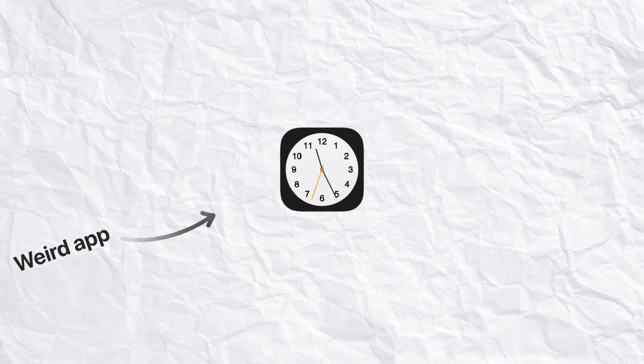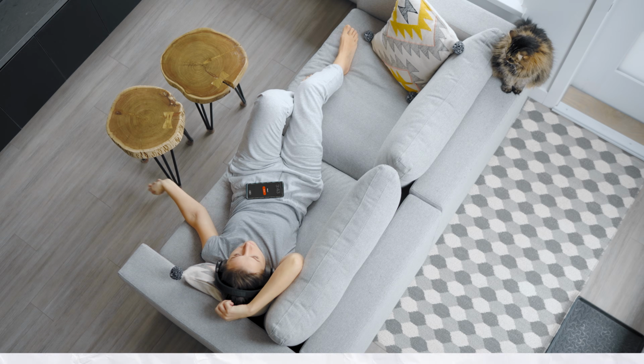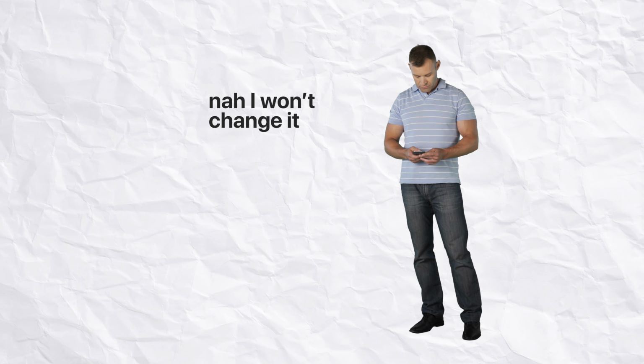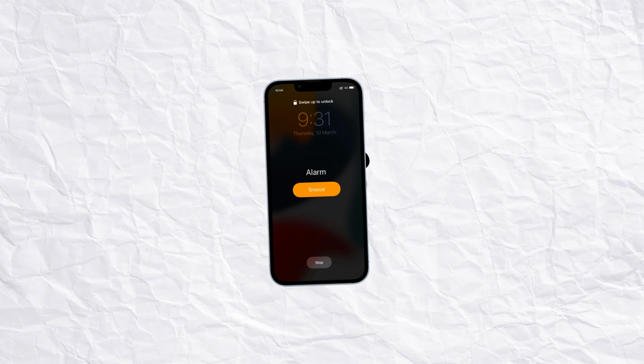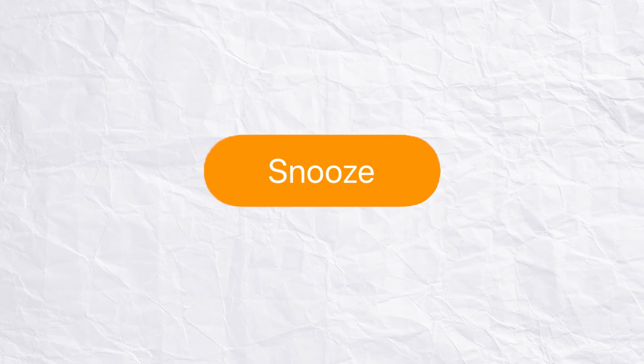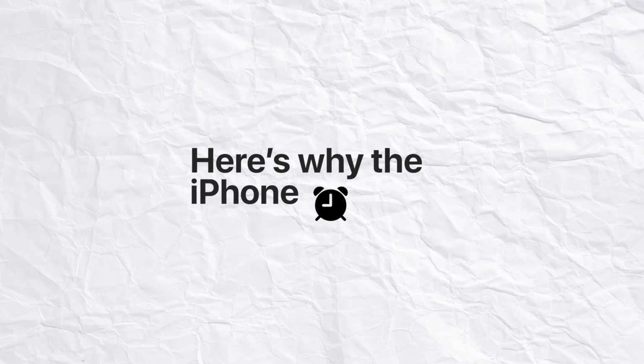iPhone's clock is a weird app, not just because almost everyone uses this sound and for whatever reason refuses to change it to something else, but there are also many other things which don't seem to make a lot of sense. Like the button's position, or weird snooze timer for example. Basically, here's why the iPhone alarm sucks.